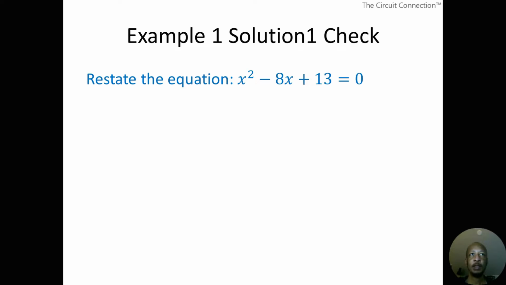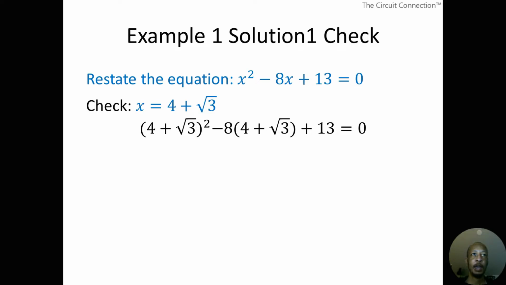I'm going to restate the equation just for reference, and I'm going to check x equals 4 plus the square root of 3. So I put that in place of x in the original equation and check for consistency. Once you use your FOIL rule and expand all of these terms, you add the like terms and see if this equals 0.